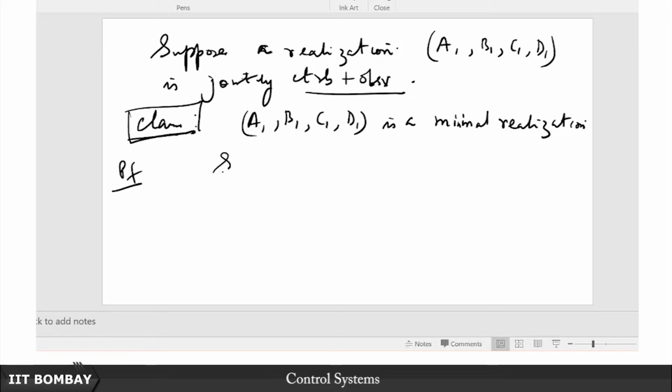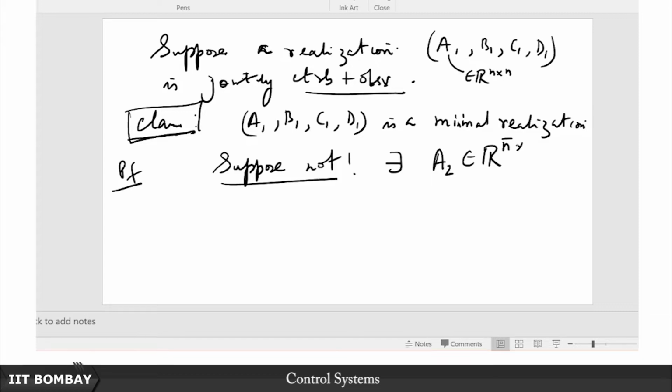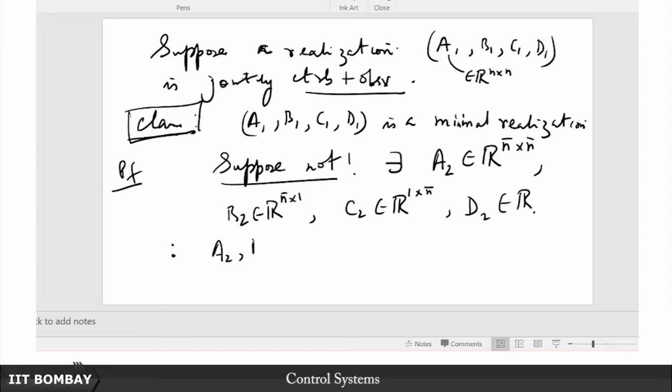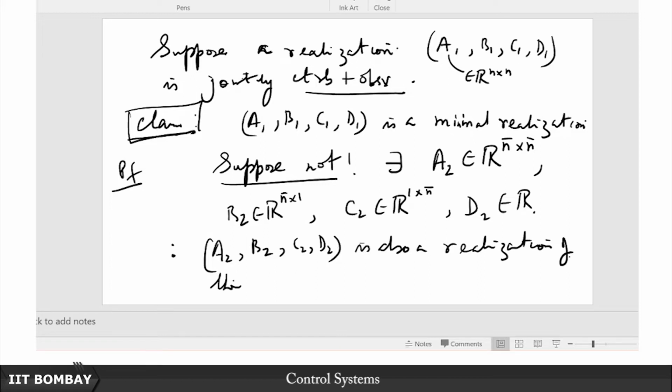Let us say, suppose not. We are going to see a sketch of a proof. What does it mean to say that this A1, B1, C1, D1 is not a minimal realization? Let us say A1 belongs to size n cross n. It means that there exists A2 belonging to size n bar cross n bar, B2 belonging to size n bar cross 1, C2 belonging to size 1 cross n bar, and of course D2 just a real number in our case, such that A2, B2, C2, D2 is also a realization of the same transfer function, and n bar is strictly less than n.